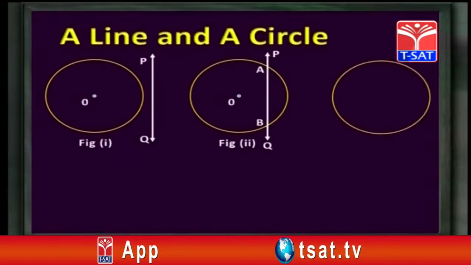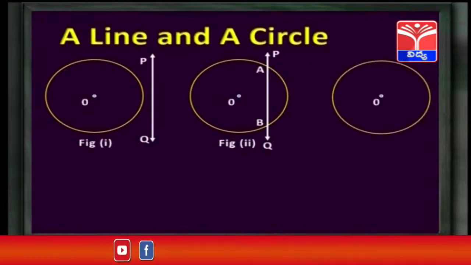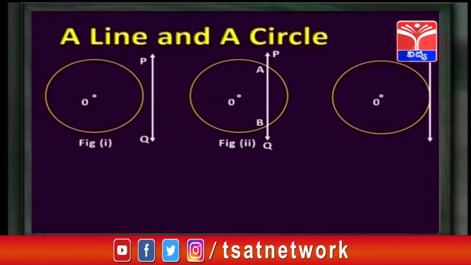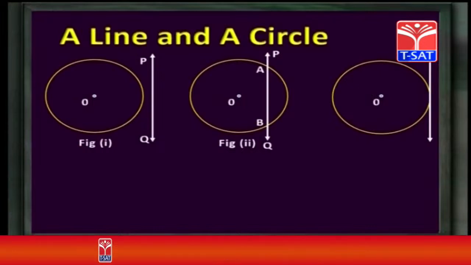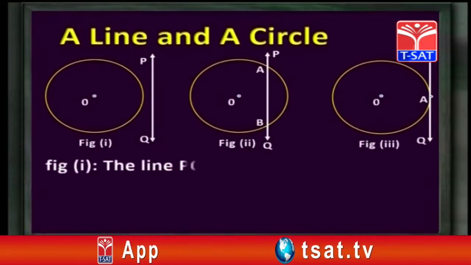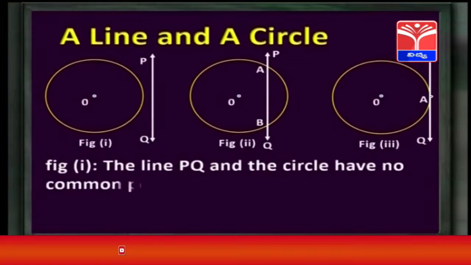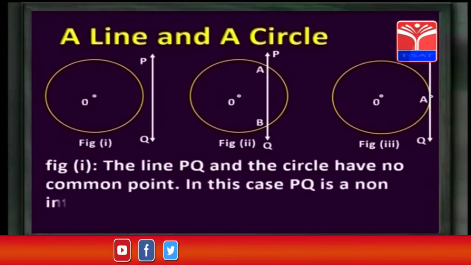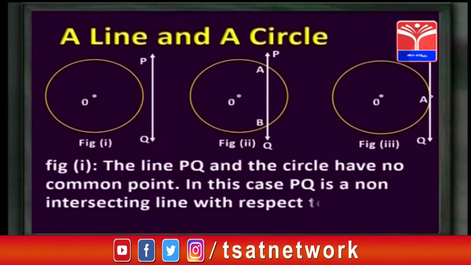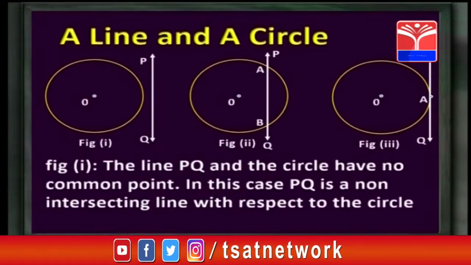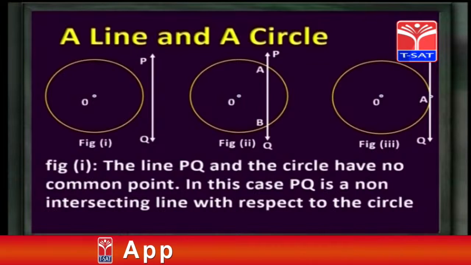If you observe figure 3, there is a circle with center O and a line PQ which is touching the circle at only 1 point. Now if you observe figures 1, 2, 3: in figure 1, the line PQ and the circle have no common point. In this case PQ is a non-intersecting line with respect to the circle.